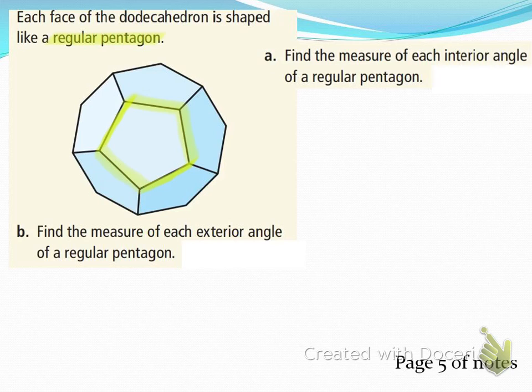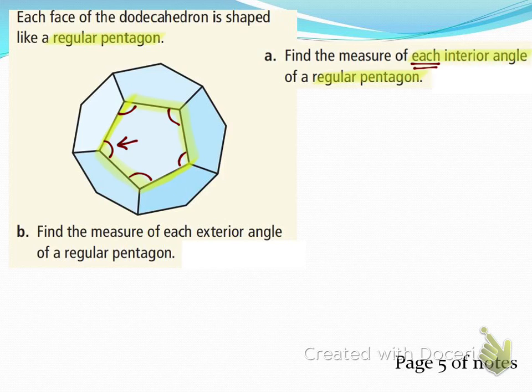Dodecahedron is a three-dimensional shape. You don't really need to know much about it. But the face of each of these, think this looks like a soccer ball if you really thought about it. But we're going to find the measure of each interior angle of a regular pentagon. I would highlight those words. Each interior angle of a regular pentagon. So we want to figure out what an individual angle is on the inside of this regular pentagon.